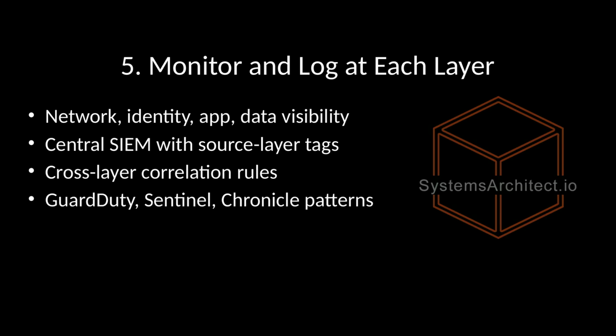Ship network, identity, app, and data logs to one SIEM, Security Information and Event Management, a system that correlates security logs to detect threats, but tag the source layer and correlate, for example, failed login, then odd API calls from a new IP. On AWS, enable CloudTrail, VPC flow logs, and GuardDuty, optionally into Security Lake.